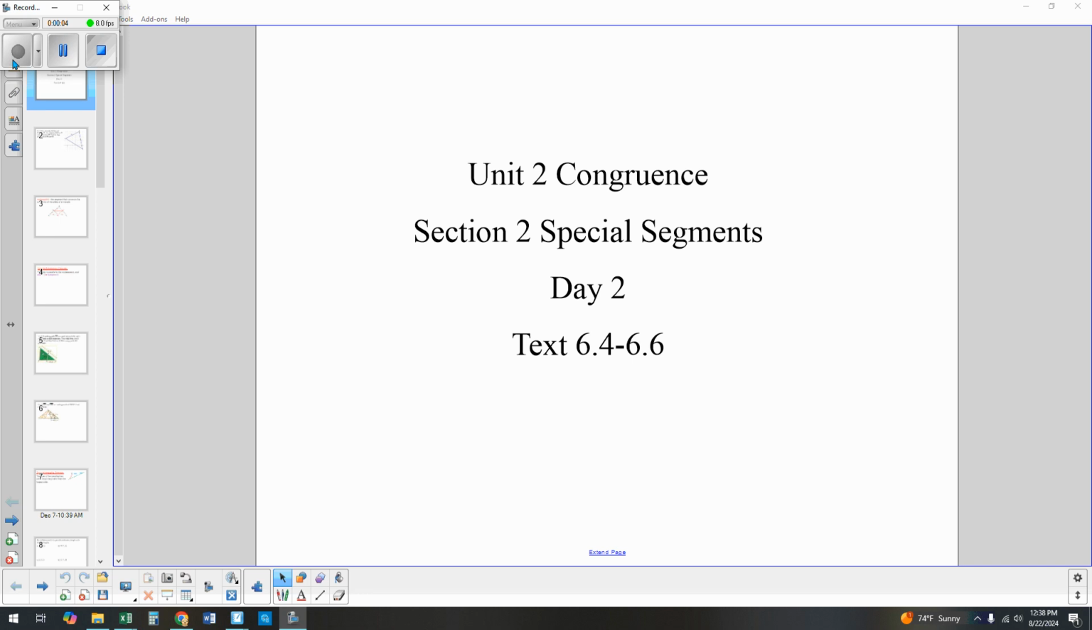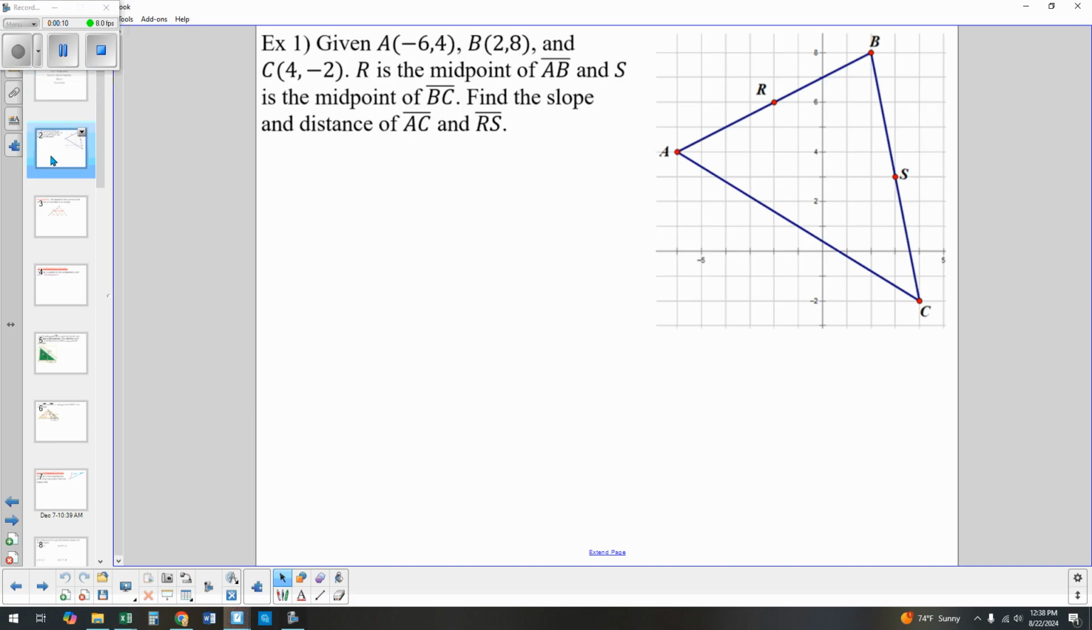This lesson is sections 6.4, 6.5, and 6.6. So in our first example, before we get into anything, we are given the points A, B, and C, and then we are told that R is the midpoint of AB, S is the midpoint of BC. We want to find the slope and distance of AC and of RS.